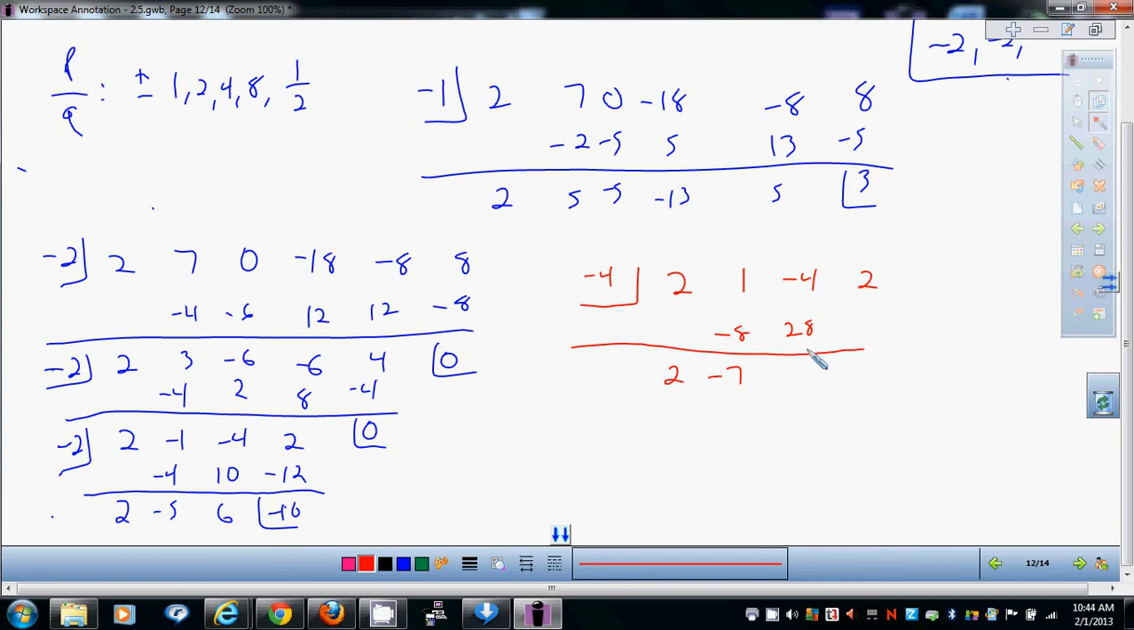Okay. Well, darn. Negative 4 didn't work. So let's try negative 8.